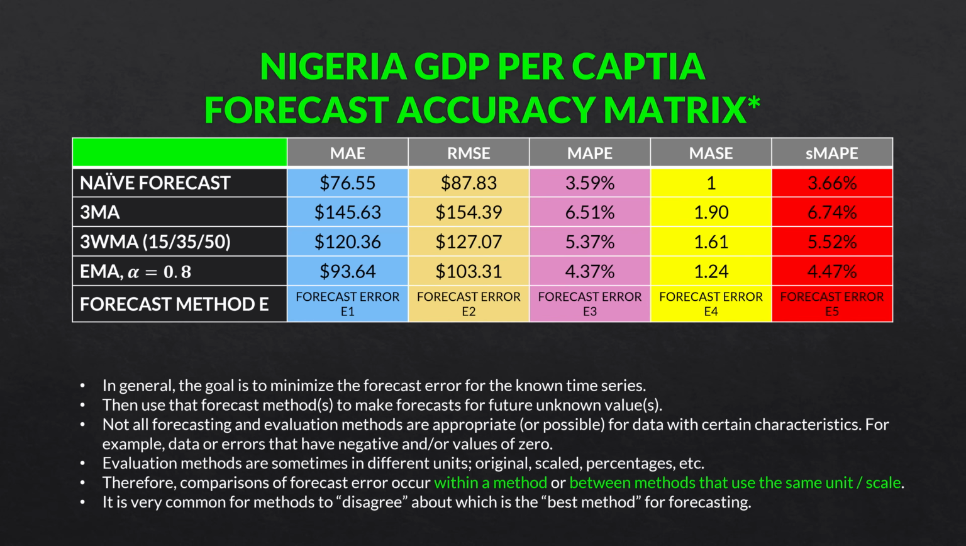Remember, the MASE is a comparison to the naive forecast. That's why the naive forecast MASE is 1. And therefore, with a MASE of 1.24, we can say that the EMA is worse than the naive forecast, but it is better than the other two above it. And the same story for SMAPE, the symmetric mean absolute percentage error. It falls right in the same order. So it would appear, we can see here, that our exponential moving average is better than the weighted, but not as good as the naive due to the trend in the data.